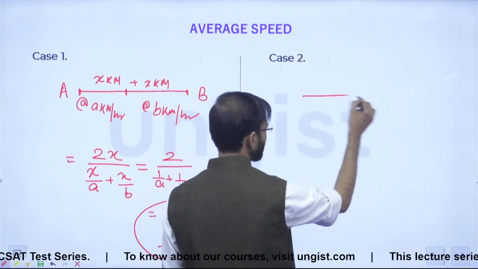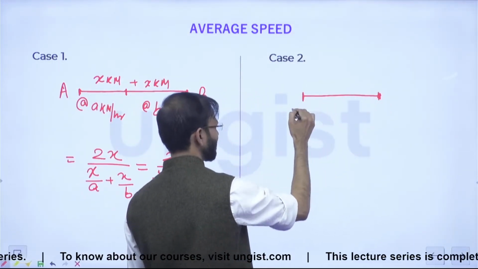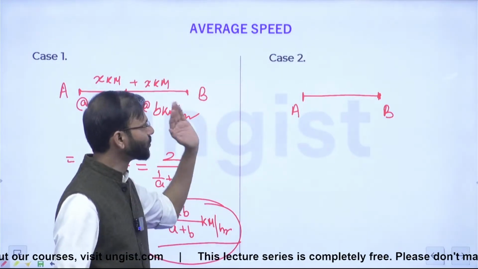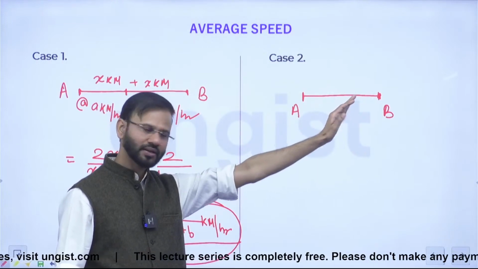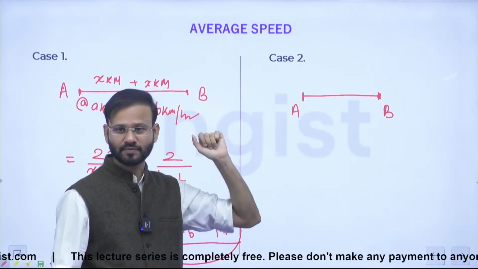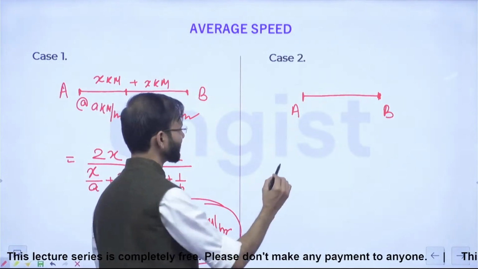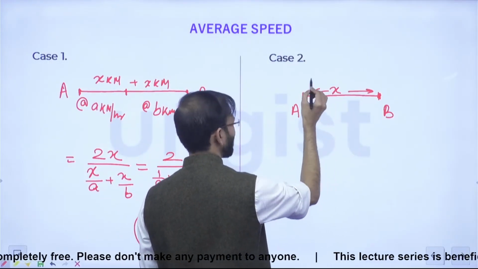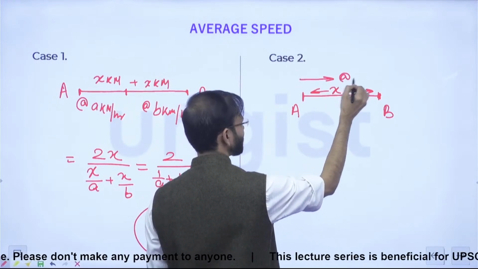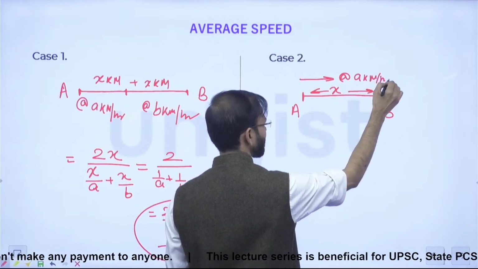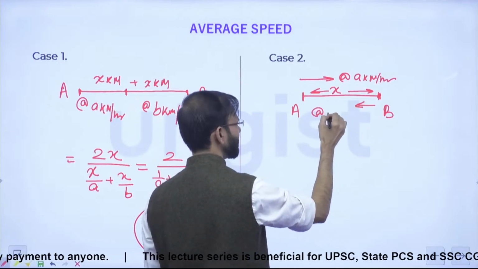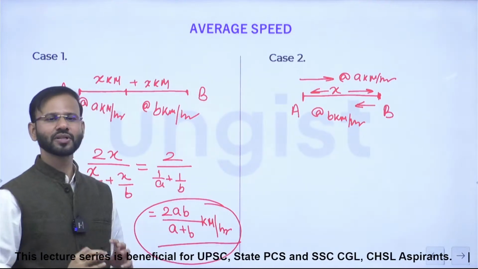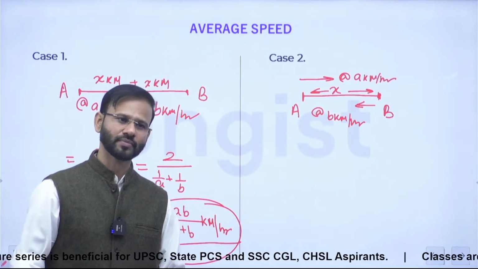In case 2, what they have said is, if a man goes from A to B with some speed and comes back with some different speed, I repeat, let's say the distance between A and B is X kilometer. A man goes from A to B with the speed of a kilometer per hour and comes back with the speed of b kilometer per hour. The question is we need to find the average speed for the entire distance.